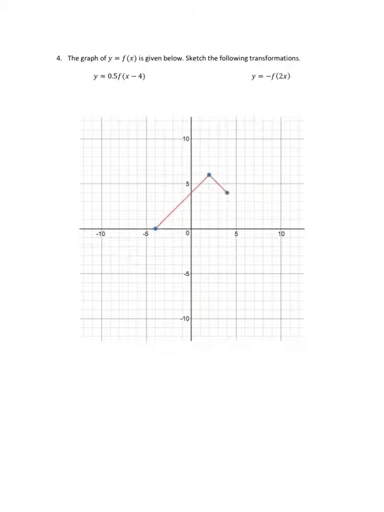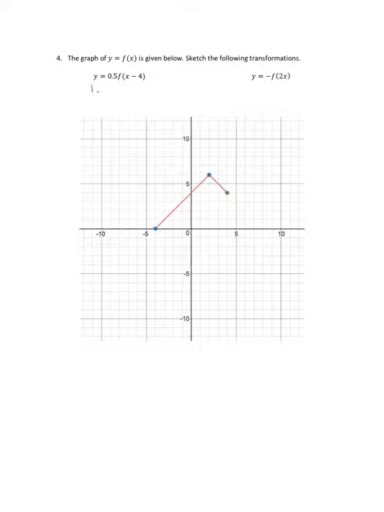Question 4, I'd like to sketch a couple of transformations. Both of these have 2 different steps to them. I'm going to actually write down what they are, and they should both be able to fit within this picture. So for this first one, 0.5 times f of x minus 4, it's a 2-step process.